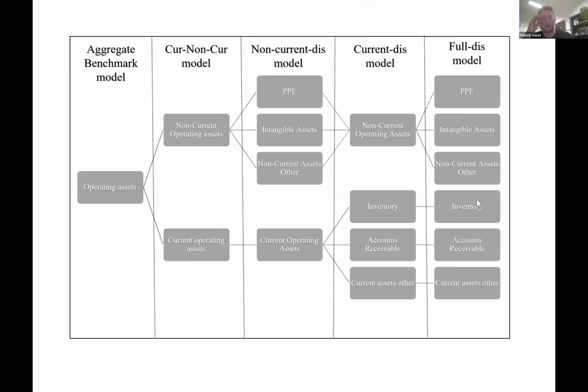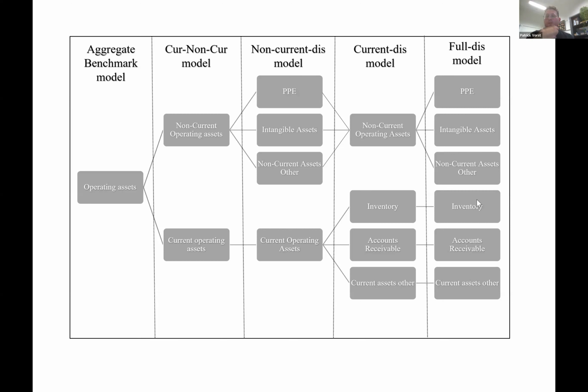Let me actually continue here. So these are the alternatives that we considered in terms of what disaggregations might be useful for forecasting. The aggregate benchmark model doesn't really disaggregate. We just look at overall operating assets. If you think of what would be the most natural disaggregation in accounting, well, usually the balance sheet is split between current and non-current assets. So that's the first disaggregation that we look at.